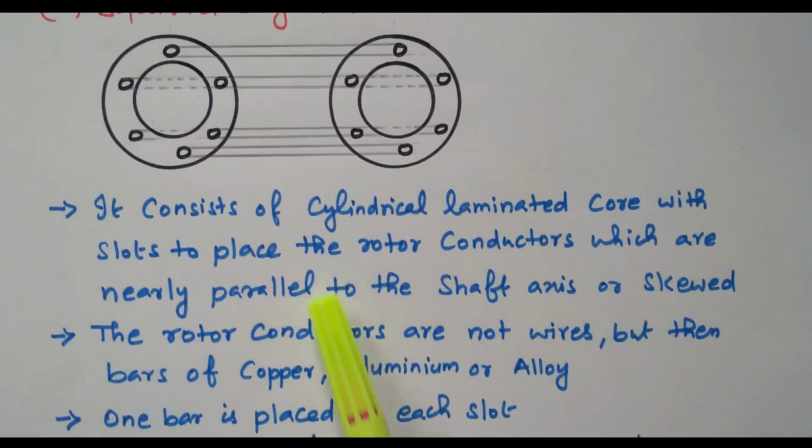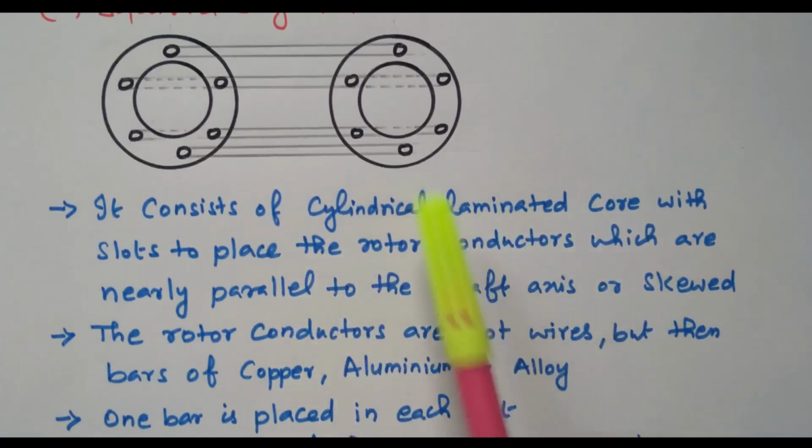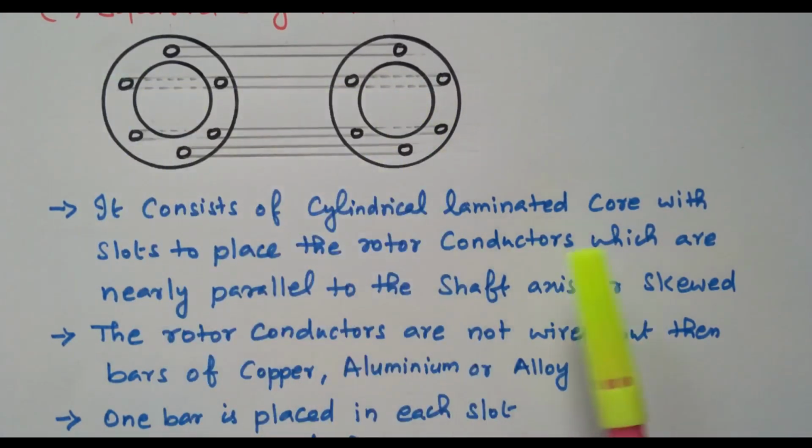It consists of a cylindrical laminated core with slots to place the rotor conductors, which are nearly parallel to the shaft axis or skewed. Skewed means it has a slight inclination. It's not a straight line, it's inclined. There are a lot of advantages to placing the rotor conductors in a skewed manner.